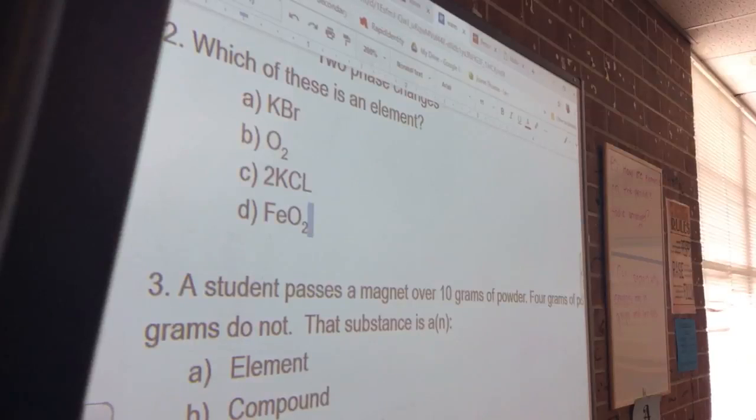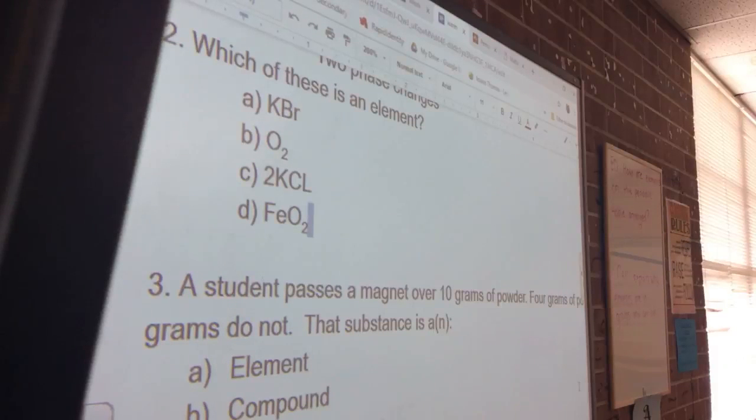Number 3, a student passes a magnet over 10 grams of powder. 4 grams of powder stick to the magnet. 6 grams do not. So this substance is a what? This one's a little tricky. You have to think about it. You got it? Mixture. Very good. It is a mixture.